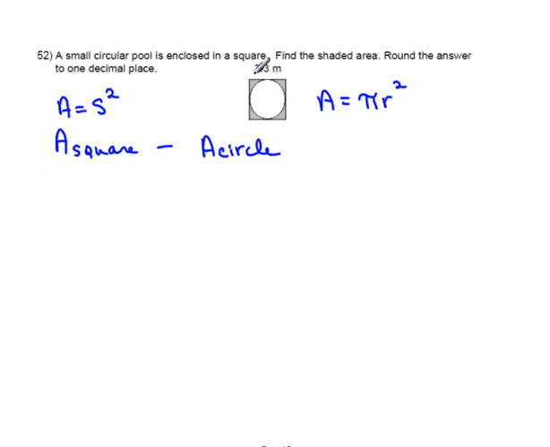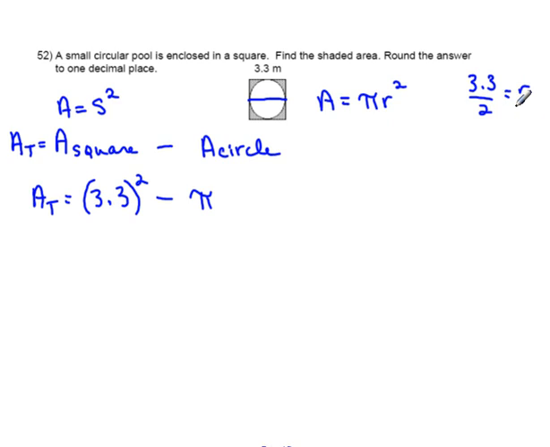Okay, so the side is 3.3 meters. So for the area of the square, this is the area of the shaded region here, that's going to be 3.3 squared. And the area of the circle is pi r squared. Well, what is r? Well, 3.3, remember, is this distance here, which happens to be a diameter. So if I want the radius, I take 3.3 and divide it by 2. Well, 3.3 divided by 2 is 1.65. So pi times 1.65 squared.